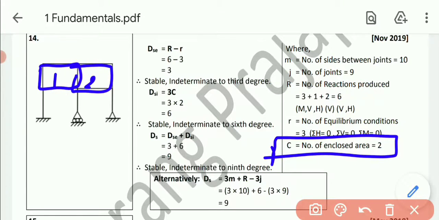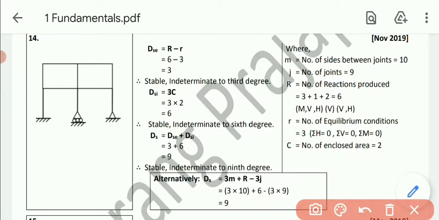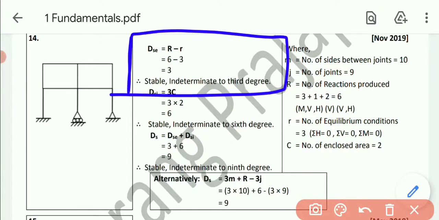So we got the value of C as well. Now let's put the values in DSE. Capital R minus small r, 6 minus 3, answer comes 3. So stable and indeterminate to third degree.